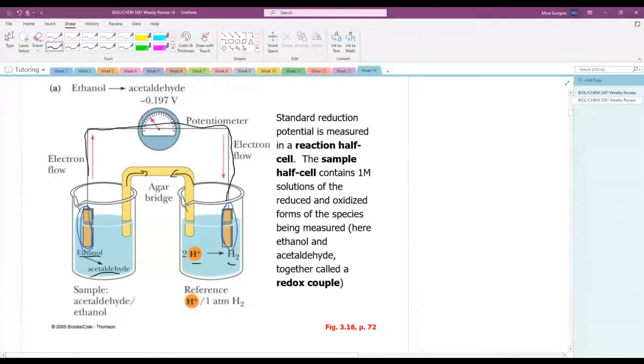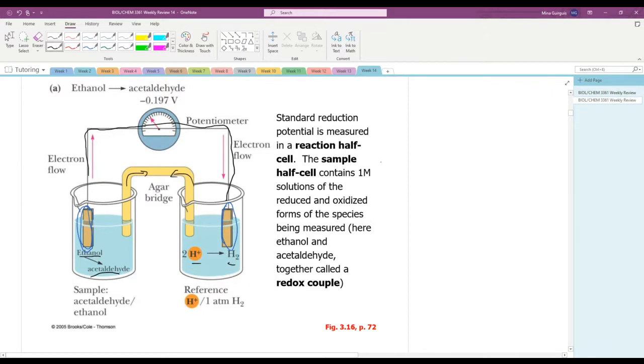Okay, so let's start off with what we're looking at here. We're looking at the something of ethanol to acetaldehyde. Maybe it's a reduction, maybe it's an oxidation. We're not 100% sure yet. Like I said, this is how a battery works, but it's also how we determine the standard reduction potential.